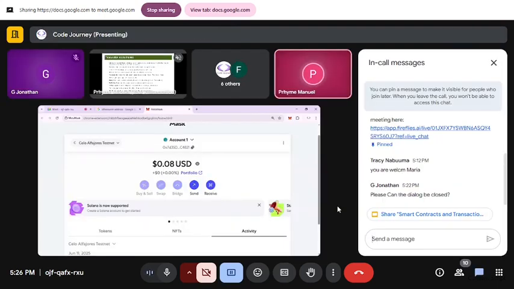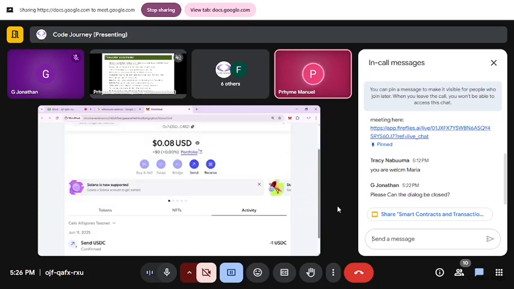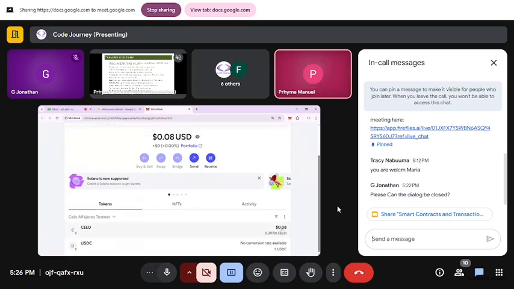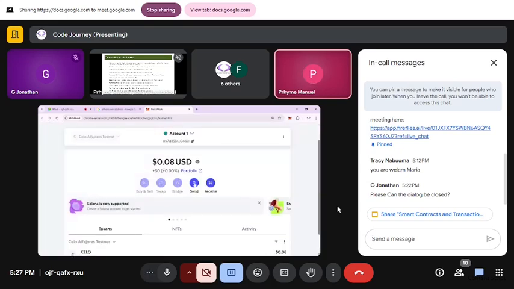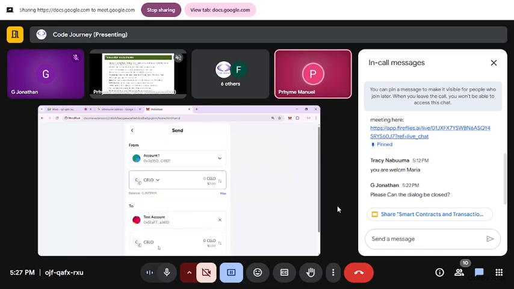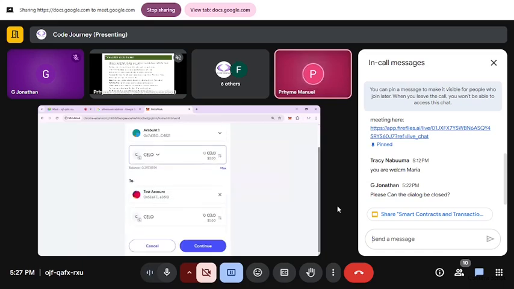When I attempt to make a transaction, I want to transfer Celo. I have Celo on Celo, and you can see the balance is 0.08 Celo tokens. So I'm going to transfer it from one of these accounts to the test account. When I attempt to transfer this by clicking send, I choose this address, which is already in my wallet. I put a value of 0.01. I hope I have that one. Okay, 0.01. Then I click continue.